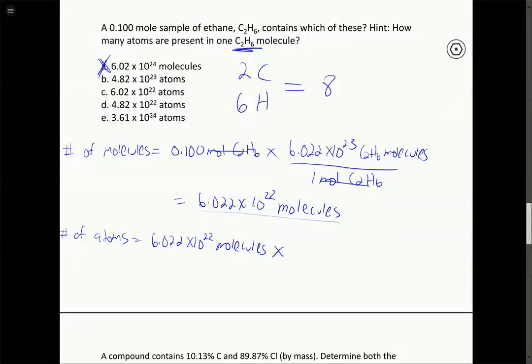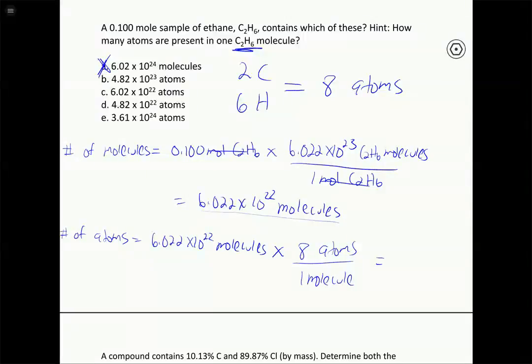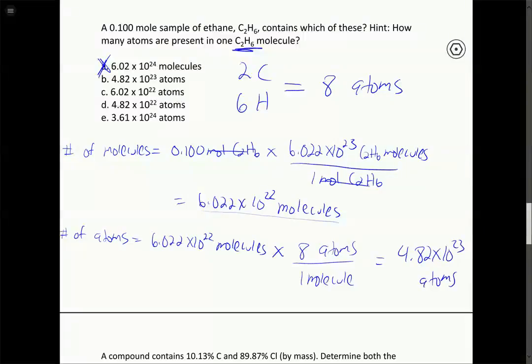That means we have a total of 8 atoms per molecule. Okay, so C2H6, total of 8 atoms, so there's 8 atoms per molecule, which means the number of atoms is just 8 times this, which comes out to 4.82 times 10 to the 23rd atoms. And that matches then choice B up here.